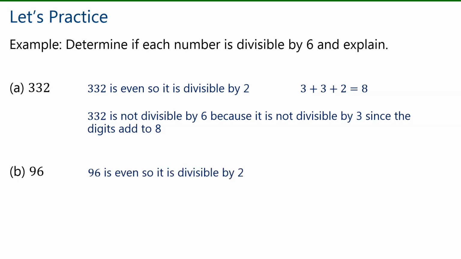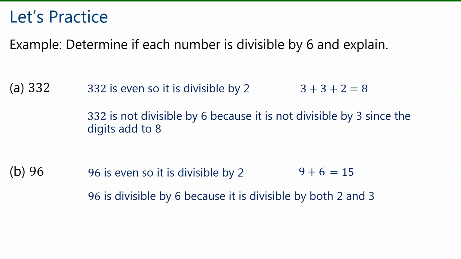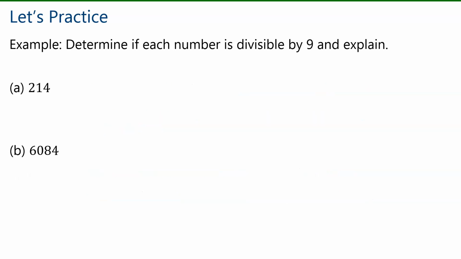And for B, I see that that's divisible by 2 because it's even. And if I add 9 and 6 together, I get 15, meaning it is divisible by 3. So 96 is divisible by 6 because it's divisible by both 2 and 3.